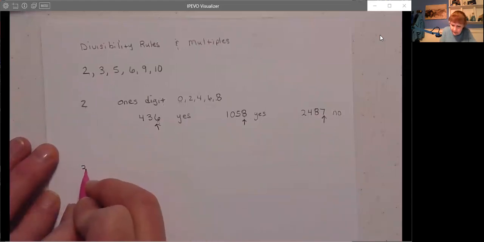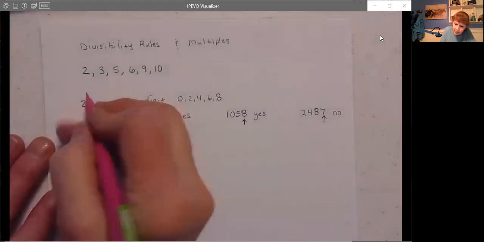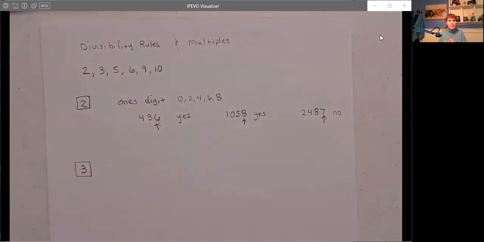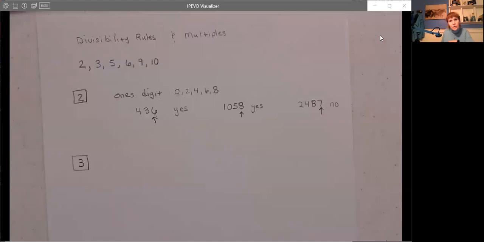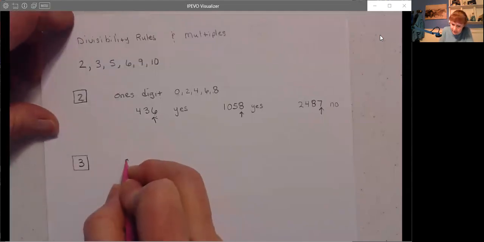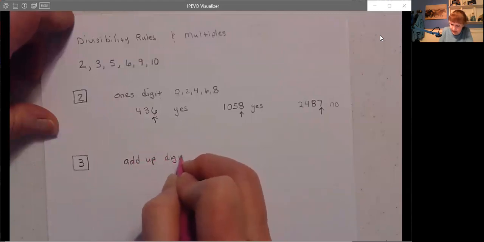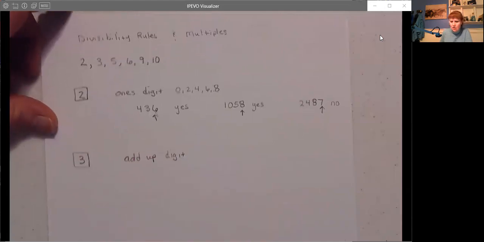How do you know if a number is divisible by 3? Or maybe I'll put these guys in little boxes here. All right, how do you know if a number is divisible by 3? Well, what you do is you add up the digits. Another way of saying that is you find the sum of the digits. And if the sum of the digits is divisible by 3, the number is divisible by 3. So the first step you need to do is add up the digits. Individually, you add them up. We'll do some examples and you guys will be fine.